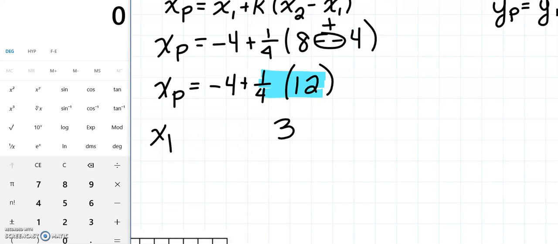So 1/4 times 12, you get 3. So I'm going to bring everything else down. XP equals -4 plus 3. -4 plus 3 is -1. So -1 is my x coordinate. Let's do the same thing with y.